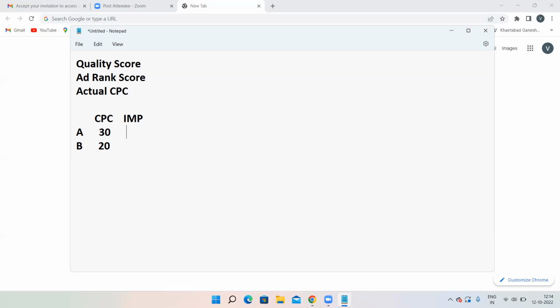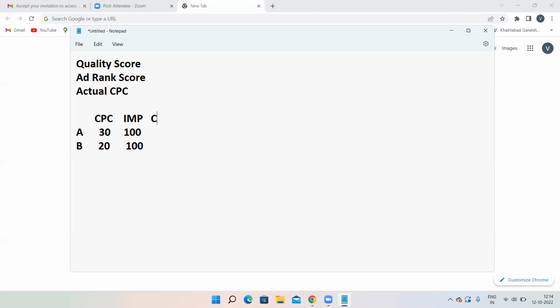Listen. Let's assume A and B both have targeted the same keyword, called interior designers in Hyderabad, and 100 people have searched for that keyword. Then how many impressions will A get and how many impressions will B get? Exactly, 100. Correct. What is the meaning of impressions? Impression means seeing the ad, viewing it. When an advertisement is visible to you, it is considered as an impression.